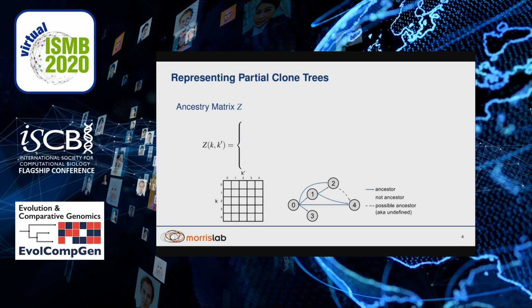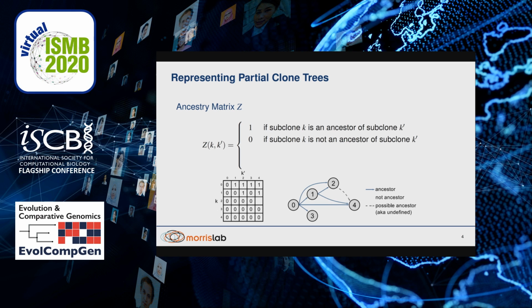We represent the partial clone tree in an ancestry matrix Z. An entry Z_KK' equals 1 if subclone K is an ancestor of subclone K'. Given this example, we have some 1s in our ancestry matrix Z. An entry Z_KK' equals 0 if subclone K is not an ancestor of subclone K'. It's possible to order the subclones in a way that a subclone with a higher index can never be an ancestor of a subclone with a lower index. Hence, we can automatically fill the lower left triangle of our ancestry matrix with 0. And given this example, we can also put in some more zeros in our matrix.